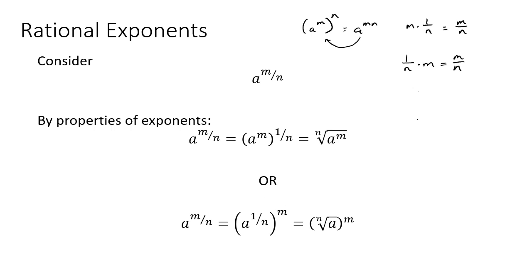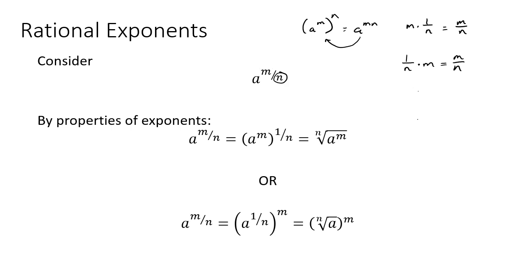This time around, though, the order that we're doing the operations in is different. So in the parentheses, we have a to the 1/n, which is the nth root of a, but that's still raised to the mth power. And so we get the nth root of a raised to the mth power. And so the key takeaway here is that when you're dealing with a fractional exponent m/n like this, it's telling you to do two things. You're going to raise the base a to the mth power, and you're going to take the nth root of a.